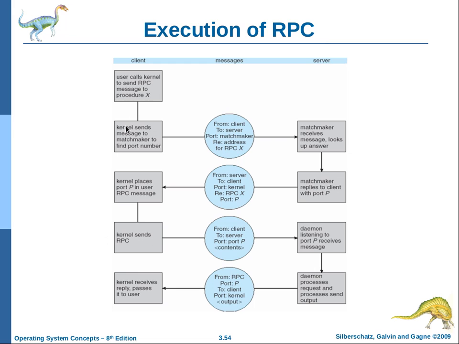Hey, look, nice, good flow drive. User calls kernel to send RPC to X. The kernel packages it up. Why would the kernel need to package this? Well, okay, we'll talk about that in a moment. Opens the socket, server gets it, looks up the answer, replies to the client with port P. The kernel places port P in the RPC message saying, all right, we've established this connection, we're going to do it over this port. Now it sends the RPC over the port. The daemon, however you prefer to pronounce that, receives a message, processes the request with the RPC, and then returns the answer.